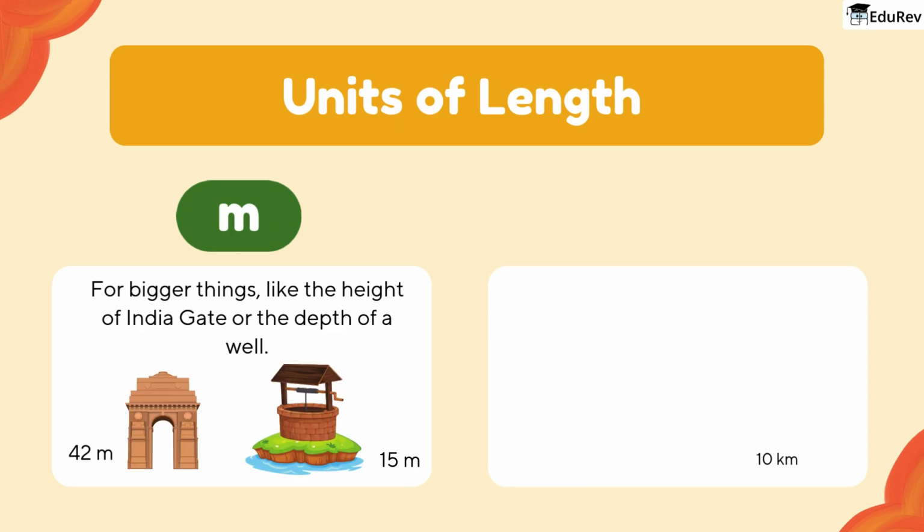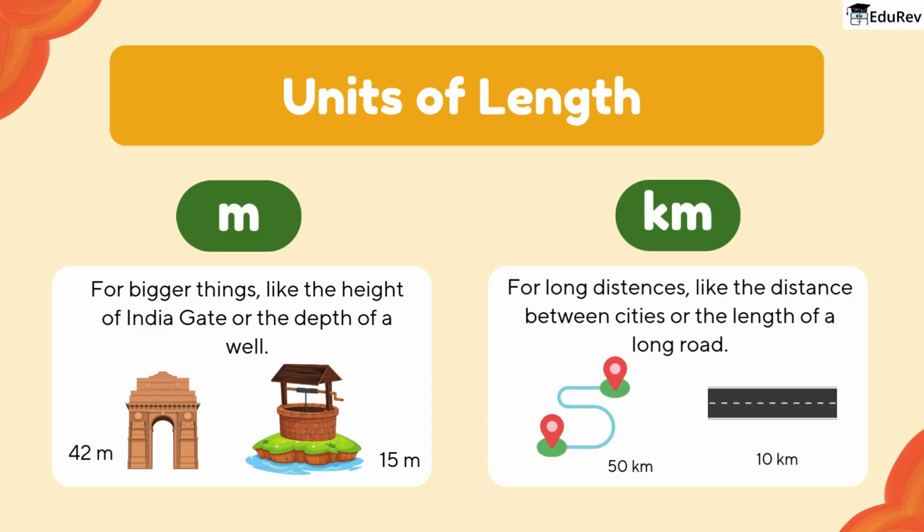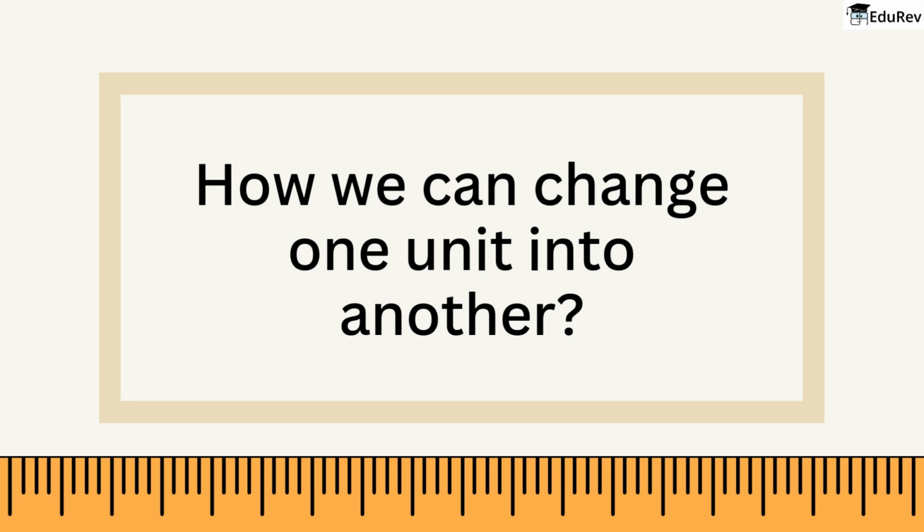Meters, we use this for bigger things like the height of India Gate or the depth of a well. Kilometers, for long distances like the distance between cities or the length of a long road. Now let's look at how we can change one unit into another. Let's understand this with the help of a story.